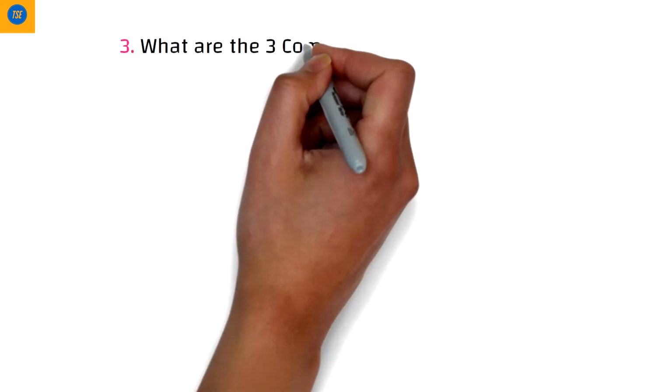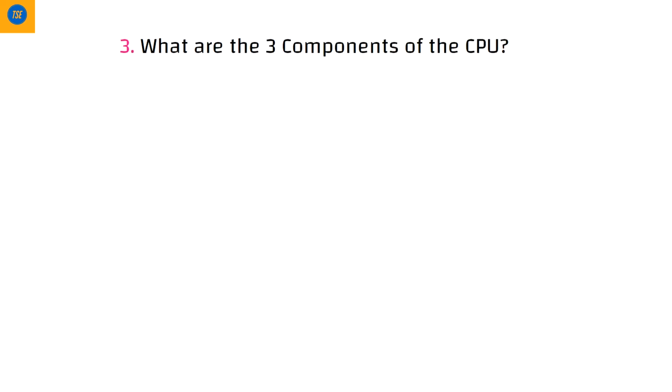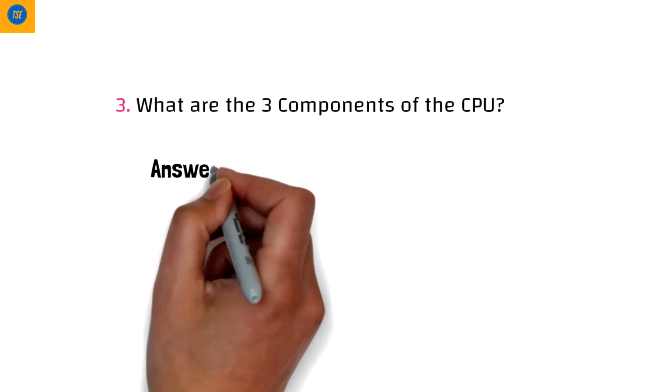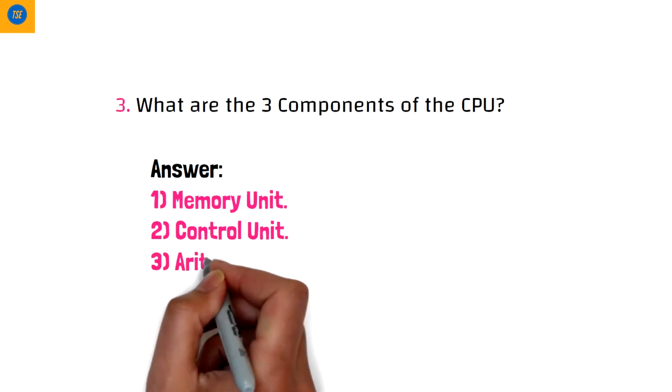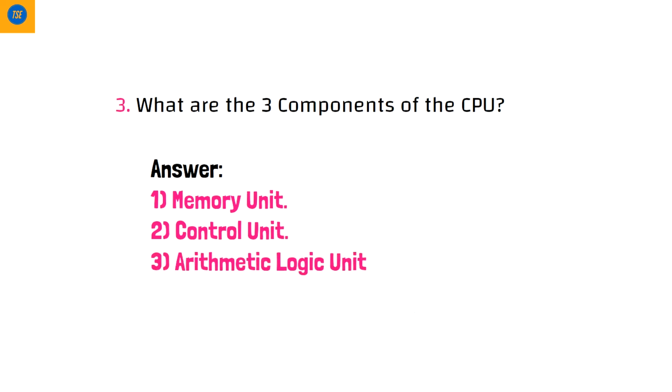Next, question number 3. What are the 3 components of CPU? Answer. 3 components of CPU are memory unit, control unit and arithmetic and logic unit. These are the 3 components of CPU: memory unit, control unit and arithmetic and logic unit.